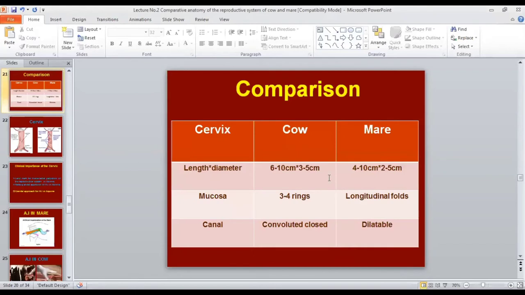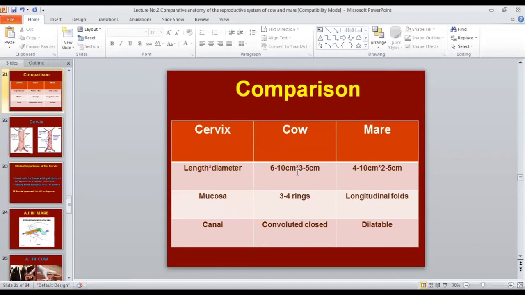So, as for the comparison of the cervix, the most important feature that you should keep in mind is the difference in the lumen or mucosa of the cervix. As you know, in the cow it consists of 3 to 4 rings, but in the mare the cervix has longitudinal folds, and the texture of the cervix in the mare is musculoelastic. But in the cow, the percentage of connective tissue is higher; it is somewhat fibromuscular. Then the canal of the cervix is convoluted and closed in the cow, but in the mare it is dilatable.